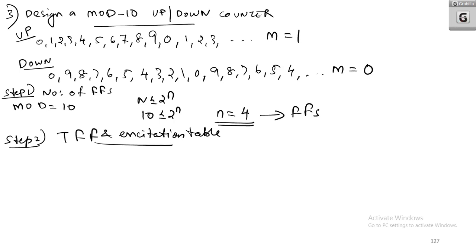But JK is not preferred for going for higher value of modes. Anyway, the design is possible. Okay. Now coming into T flip-flop excitation table.